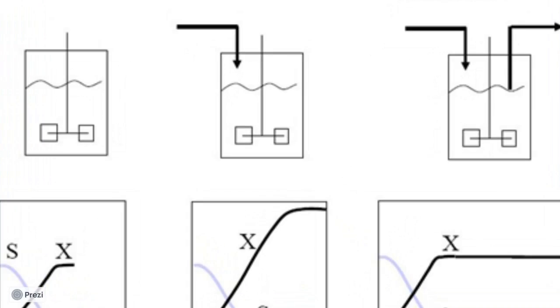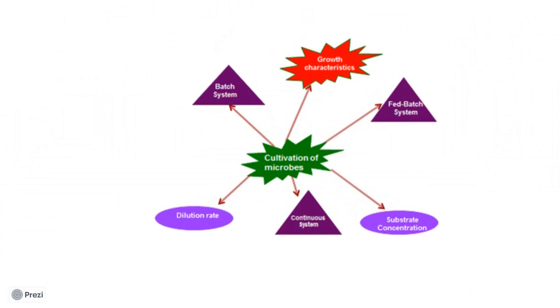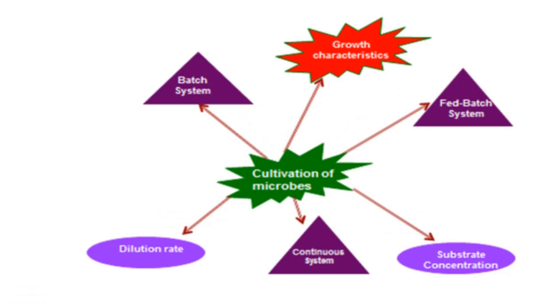The microorganisms can be grown in the reactor under three modes of cultivation: batch, fed batch, and continuous system. The growth characteristics of the cells are limited by the mode adopted for growing the cells. In the fed batch and continuous systems of cultivation, the dilution rate and the substrate concentration are the limiting factors that affect the maximum specific growth rate of cells.